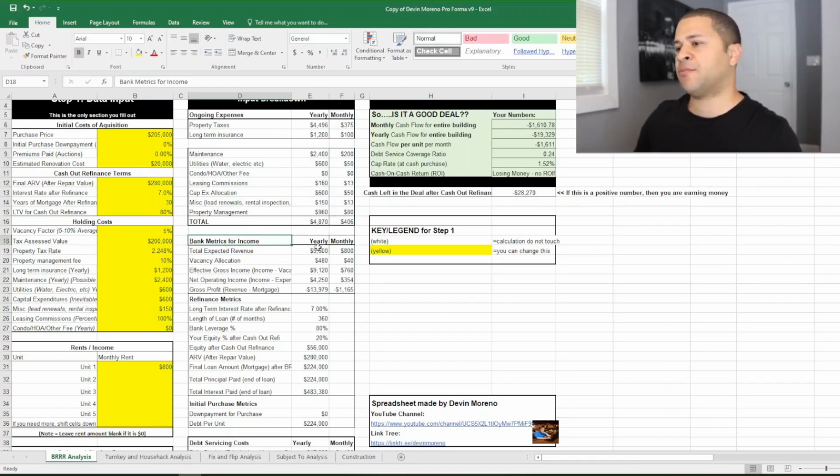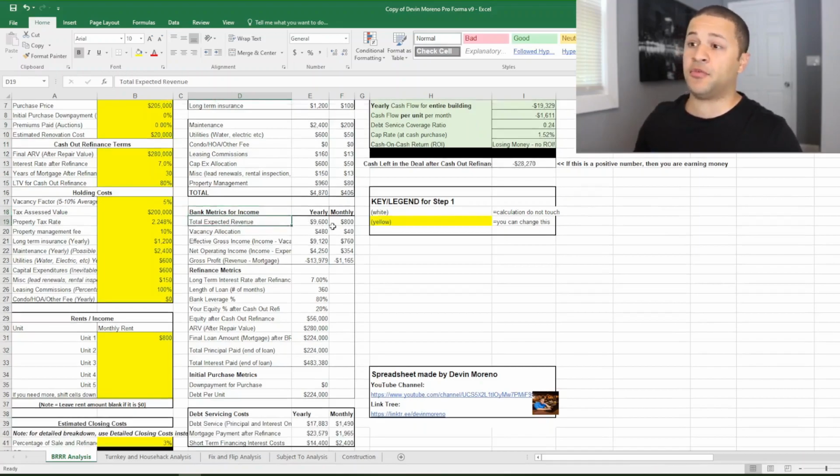Then we have the bank metrics. These are things that we're expecting. So total revenue figures minus the total vacancy allocation. All right, that leaves you income minus vacancy. That's the number right there. It did the math for you. Then your net operating income is your income minus your expenses. So now it's your gross effective income minus your expenses that we calculated here. So that's what you're getting here.